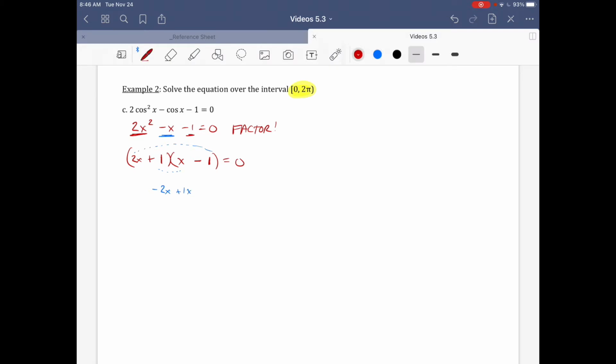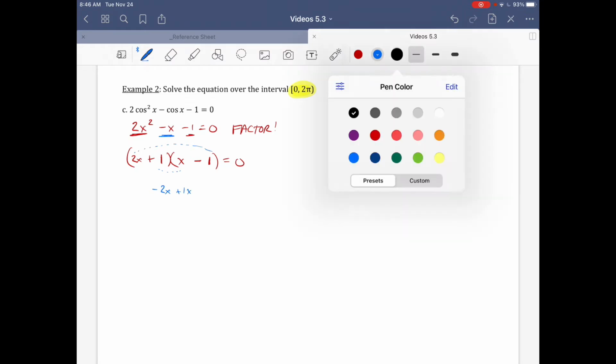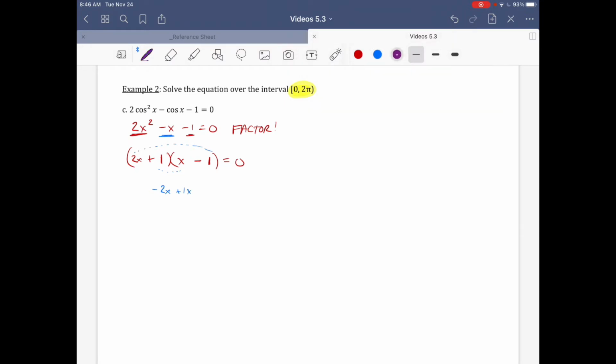And now that we have this thing factored, let's go ahead and insert the cosines back in. So now we have 2 cosine x plus 1, and then cosine x minus 1 equals 0. What comes next? Well, remember, zero product property says that if the product of two things is 0, one or both of those things can be 0.